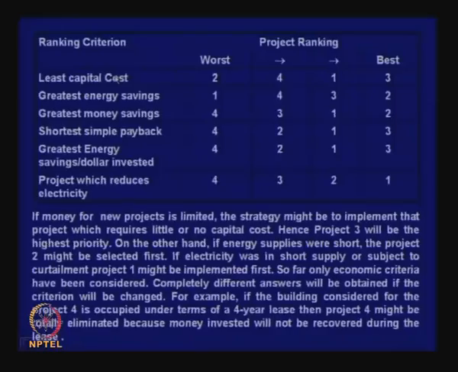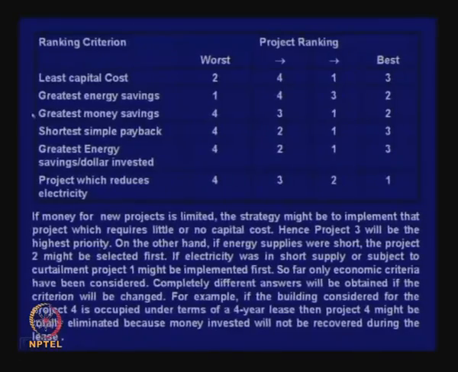If you refer to the table, it will become very clear. In terms of greatest energy saving, the ranking would be like this: best will be 2, 3 will be next best, 4 will be 1 and so on and so forth. So, we take the different criteria and find out which is worst amongst the different options and which is best in terms of this criteria.